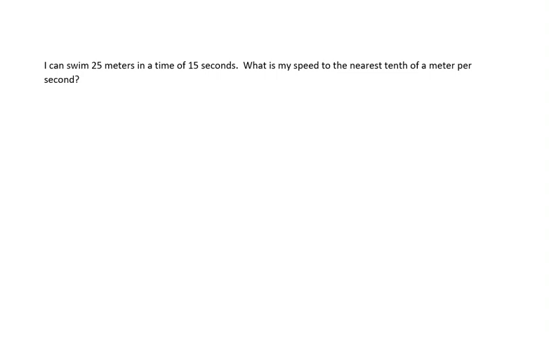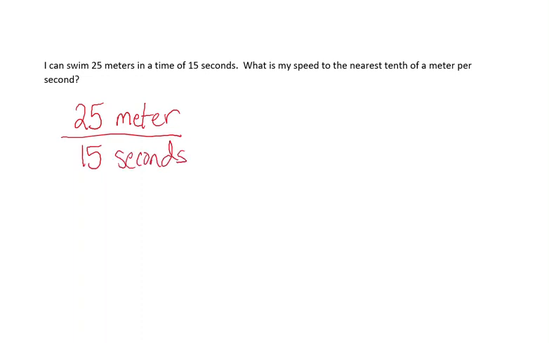In this first problem, we're given a speed of 25 meters in 15 seconds. So I start off by setting up a fraction where I have my distance, 25 meters, in, which means over 15 seconds. So that's the speed that I know. I can travel 25 meters in 15 seconds.